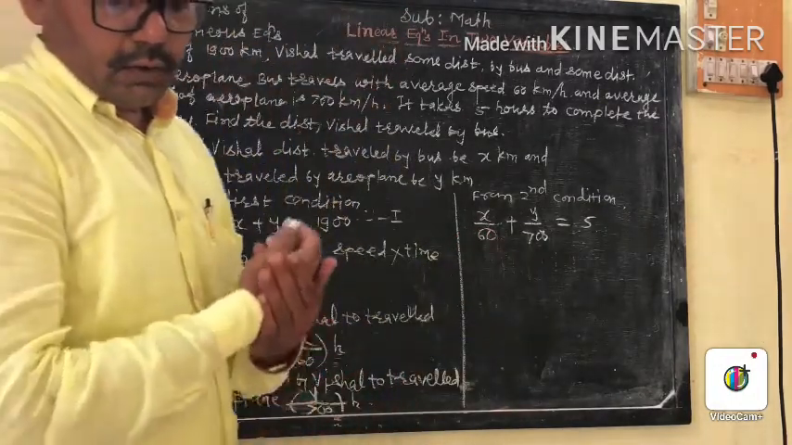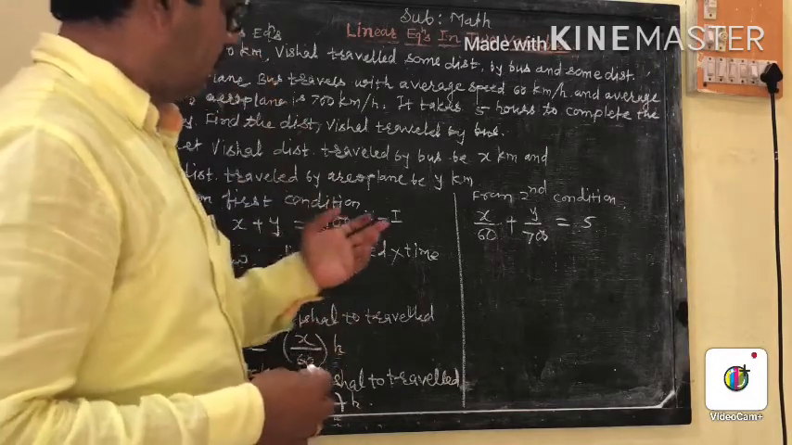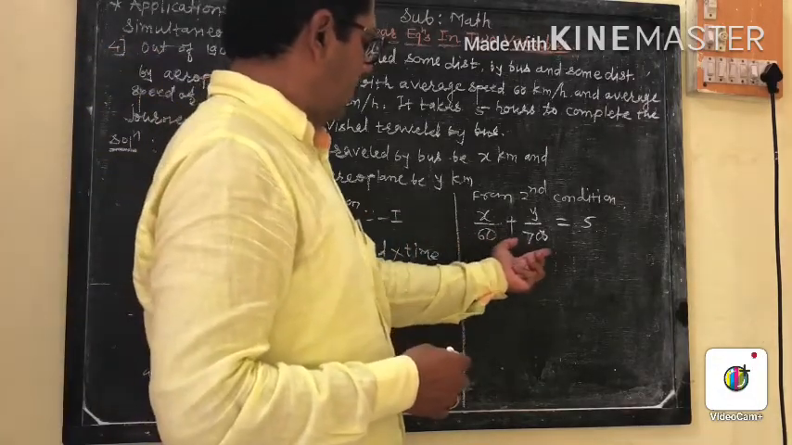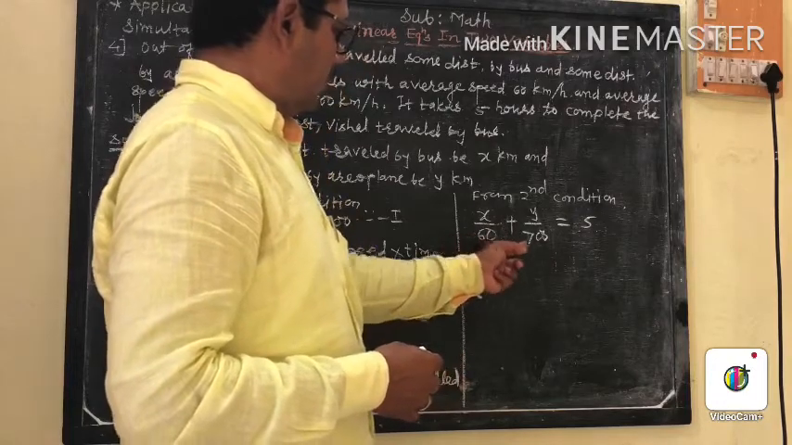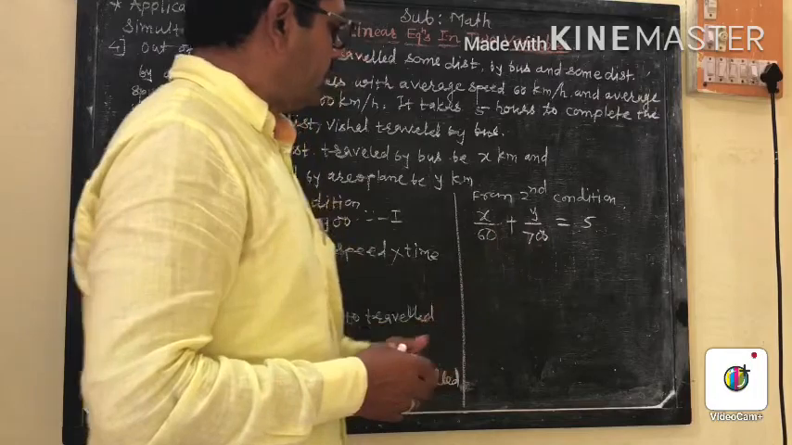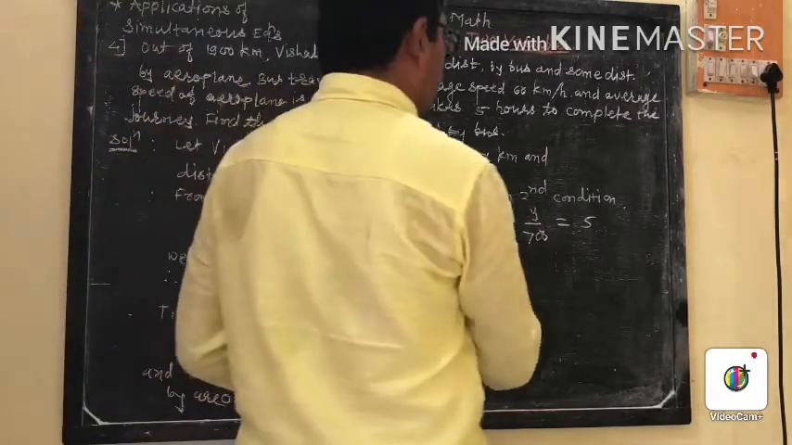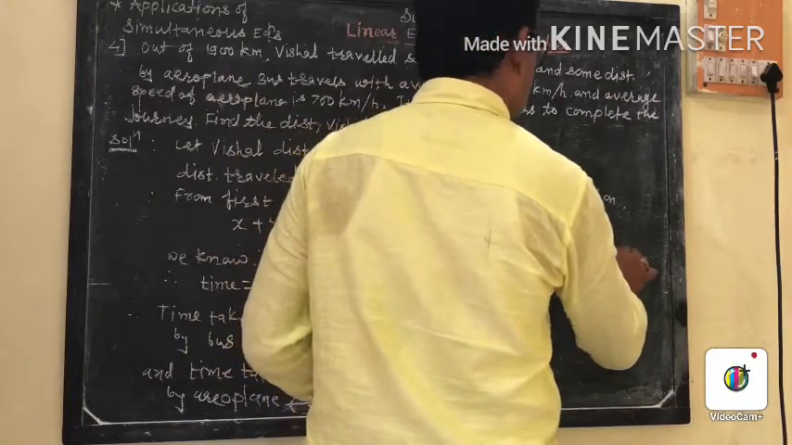Now, multiplying both sides of the equation, find out the LCM of 60 and 700.